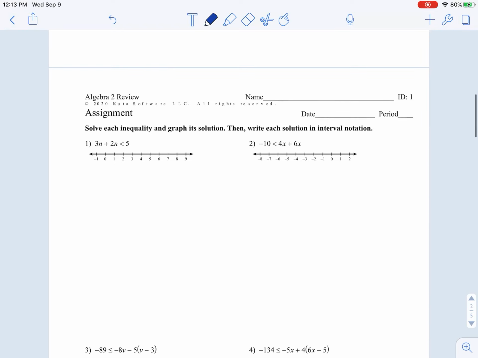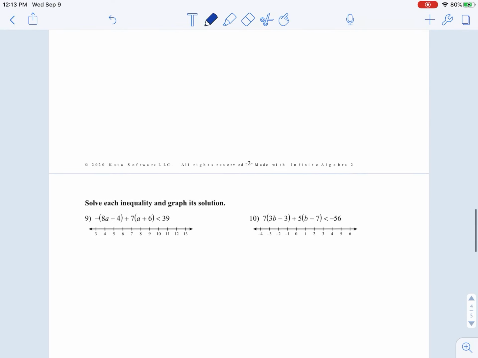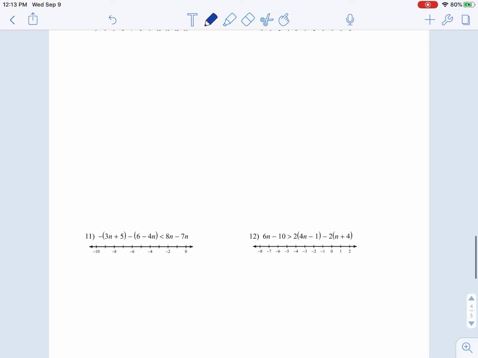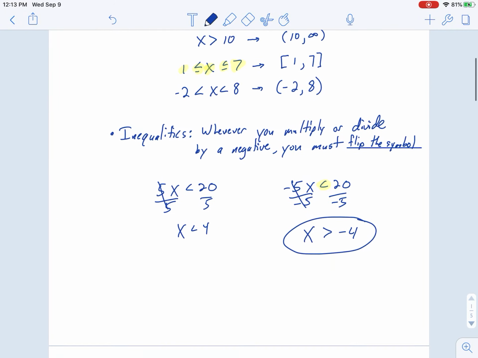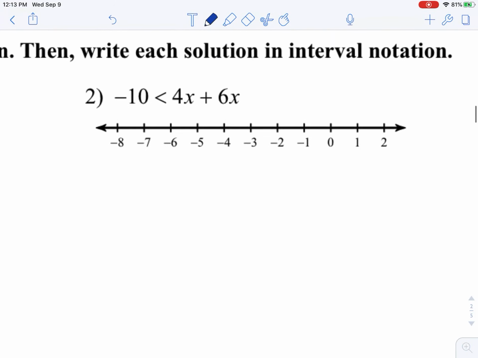All right, as normal, I'm going to do the evens and check myself as I go, and then give you the odd problems for an assignment. Looks like there's only 12, so that means only 6 homework problems tonight.